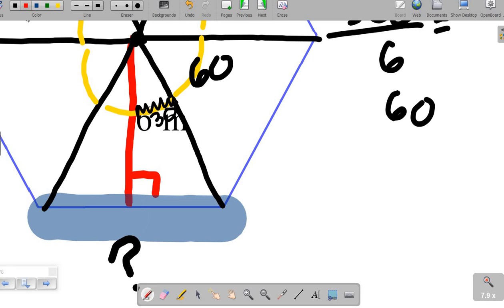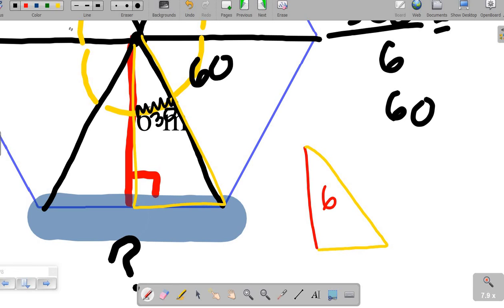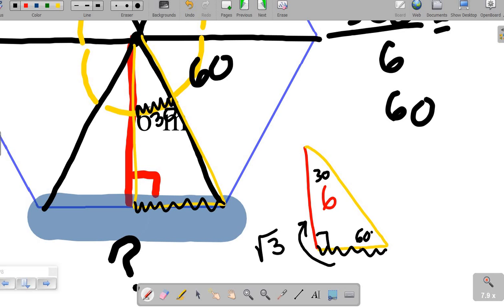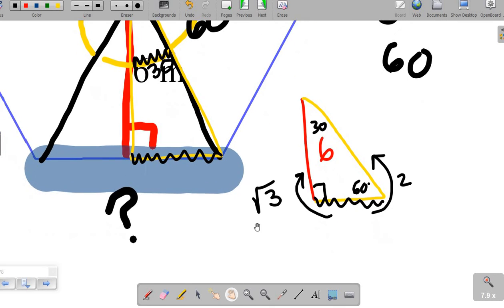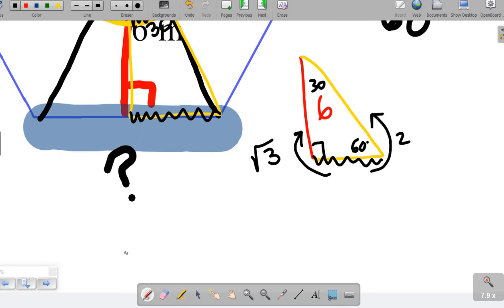Let me pull this triangle out because what we have here is a 30-60-90. Short leg, short leg times root 3, short leg times 2. We're ultimately looking for the squiggle here. The squiggle's the short leg. Short leg to long leg, root 3. Short leg to hypotenuse, times 2. It reads like this.